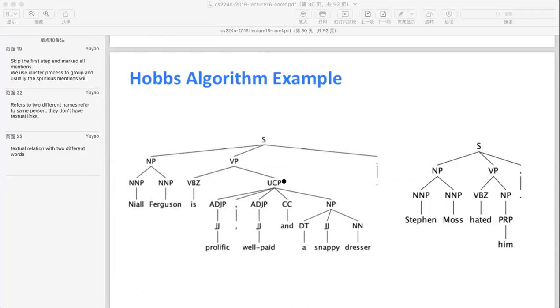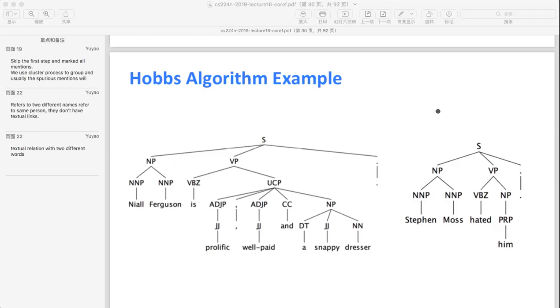Yes, this one. He gave us an example of two sentences. One is: this person is prolific, well-paid, a snappy dresser. And the second sentence is: Stephen Moss hated him. So "him" basically refers to this person, Neil Ferguson. The rule of the Hobbs algorithm is, okay, we find "him" first. This is the keyword. We want to find the antecedent of "him."